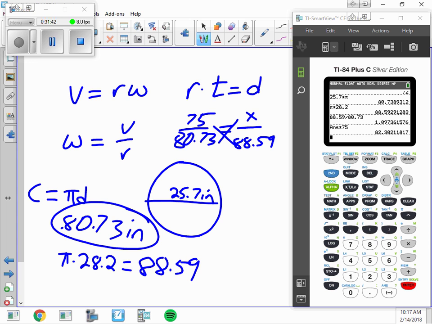Or you could convert that into feet and find the miles per hour per feet, and then you could go back and introduce the 88.59. Now that's a story problem that we're going to go through tomorrow. So today we're going to do 81 through 113 odd.